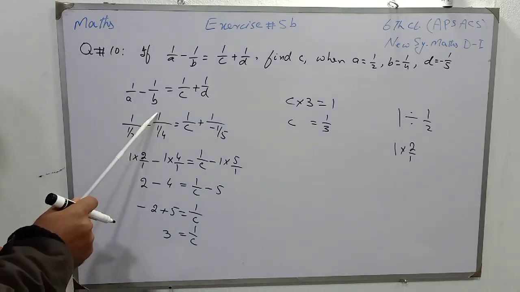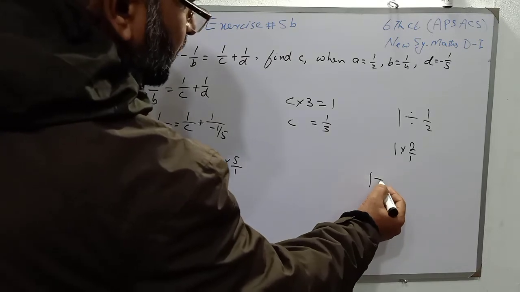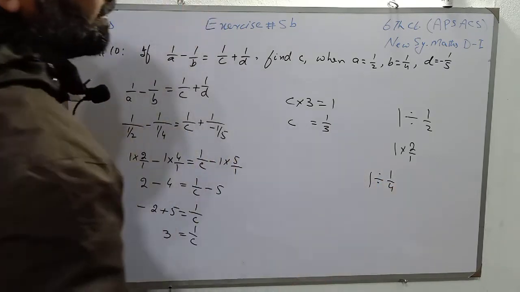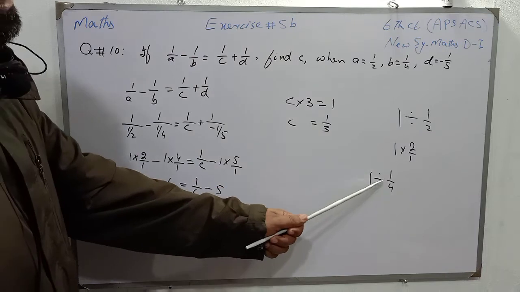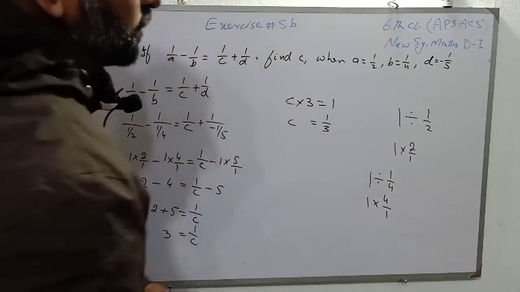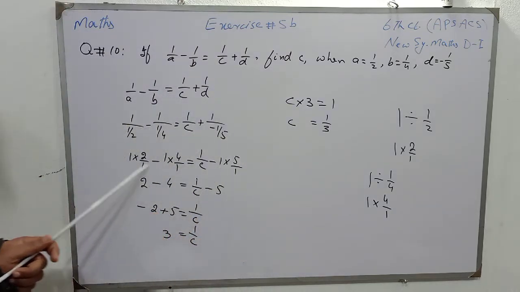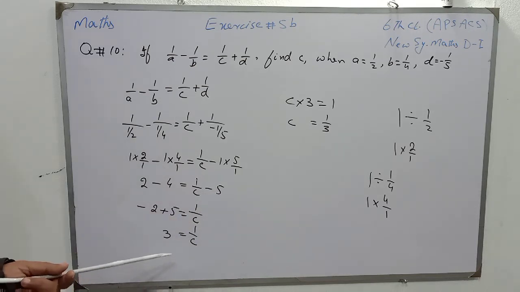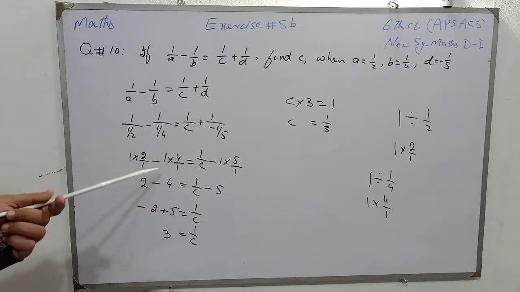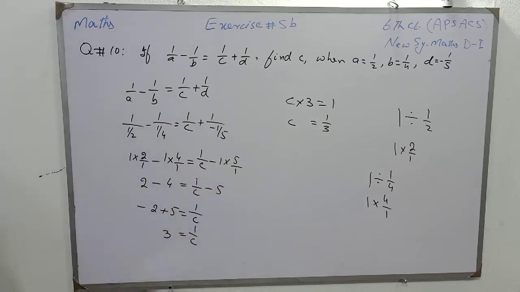Again, it is written as 1 over 4, and we will write it as 1 divided by 1 over 4. And when we change this division into multiplication, we have to take the reciprocal of the next fraction, so it is written like this. So just keep in mind the things that are applying here, and then the rest of the question is very easy for you. So the value of C in this question is 1 over 3.